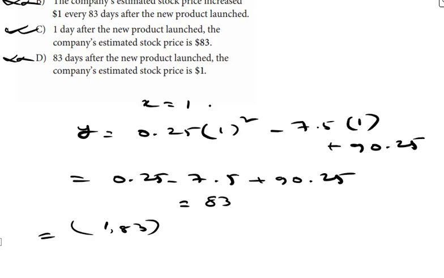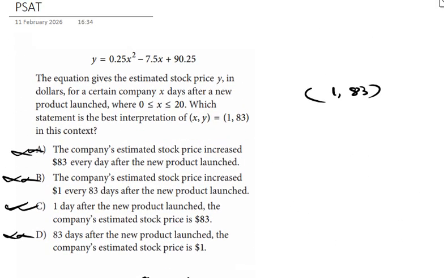So the best interpretation of (1, 83) is: one day after the new product launched, the company's estimated stock price is $83, and the correct answer is option C.